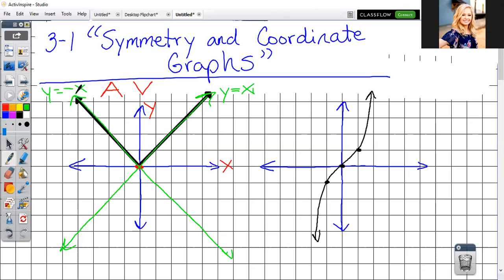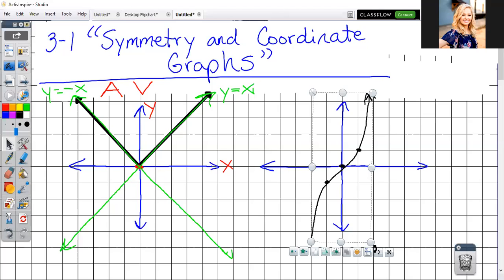This equation, is it symmetric to any lines? No. It has point symmetry. I won't know if this is going to work, but I'm going to try it. If I turn it 180 degrees, see how good I drew it. Does it look the same? Yes. So it has point symmetry. Now, how many points are there in the entire line total? Infinity. There's an infinite number of points.